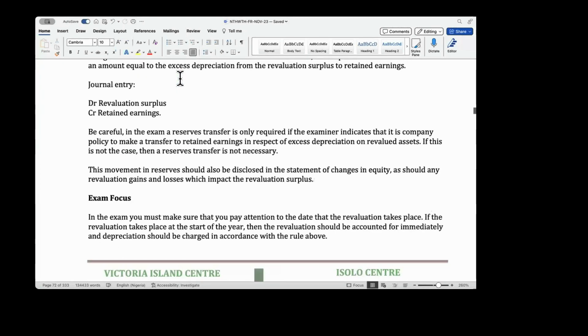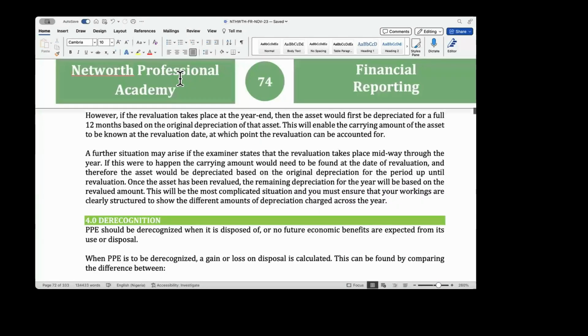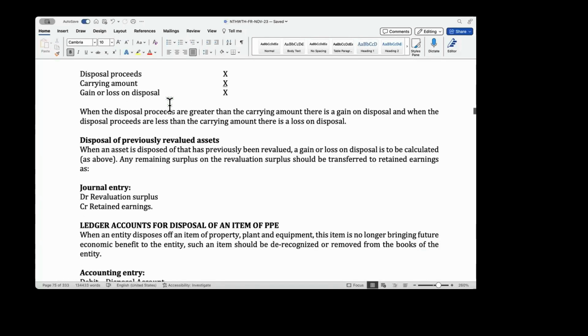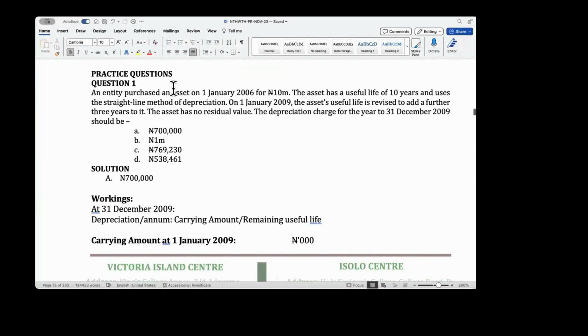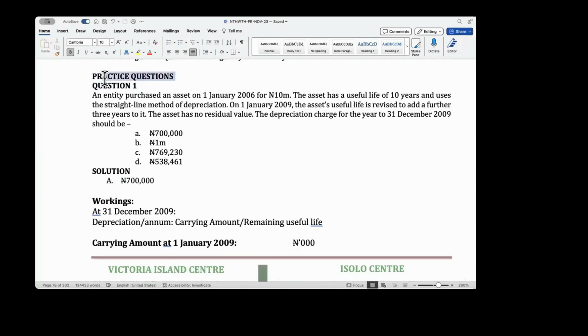Then I will teach you about disposal also, which talks about derecognition. Then when we are done with that, we look at disclosures. Then we'll start solving practice questions. It's not something we'll finish next week. We're still going to continue.